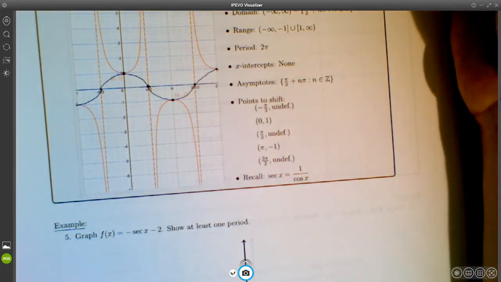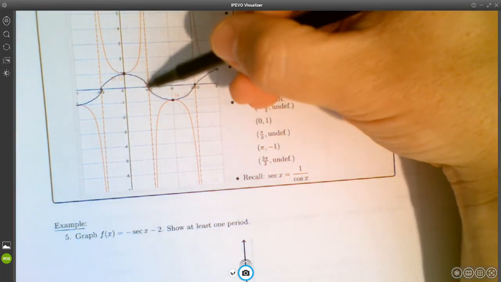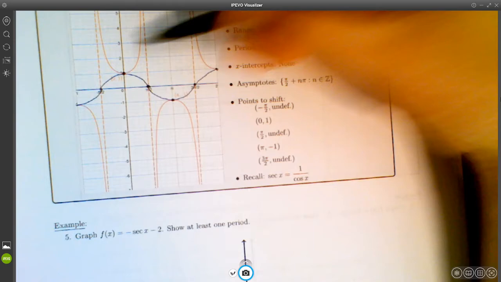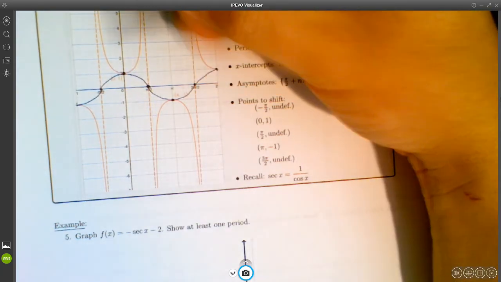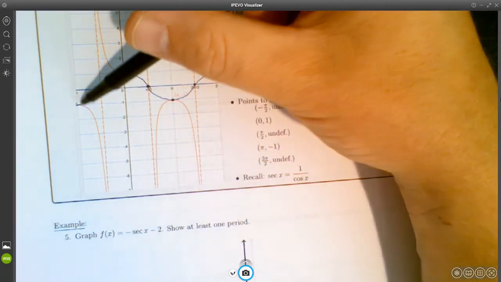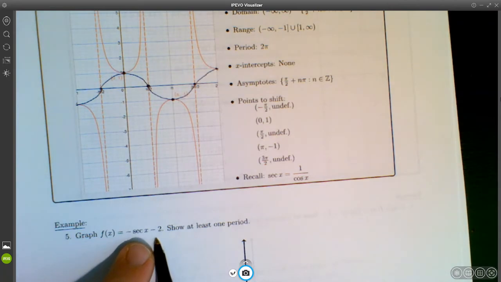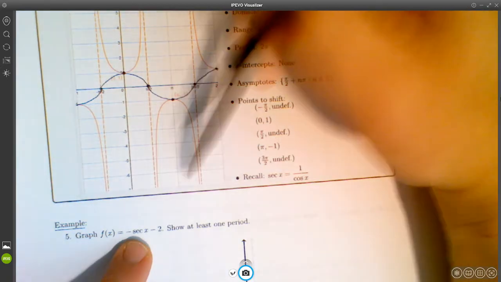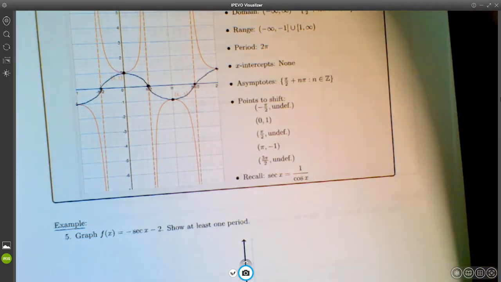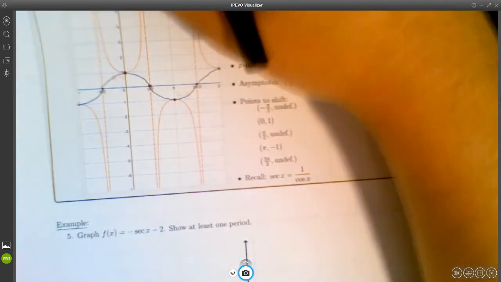What you'll notice is that whenever cosine is 0, now you have an asymptote. Asymptote, asymptote. Whenever cosine is 1, secant is 1. And whenever cosine is -1, secant is -1. So if you're confronted with a situation like this, negative secant x minus 2, if you just graph negative cosine x minus 2, then the secant function will just be, in some sense, the opposite of whatever you get when you graph the cosine function. That's one approach to graphing secant and cosecant functions.